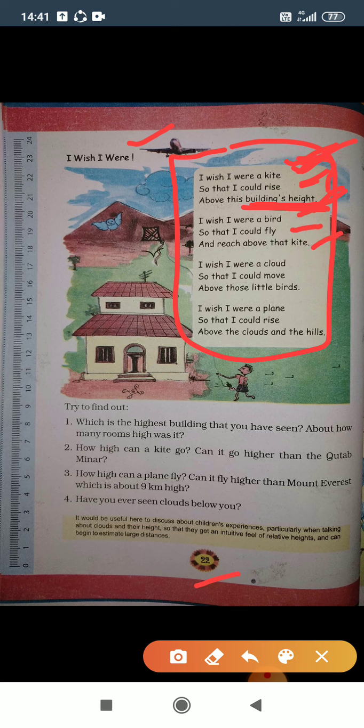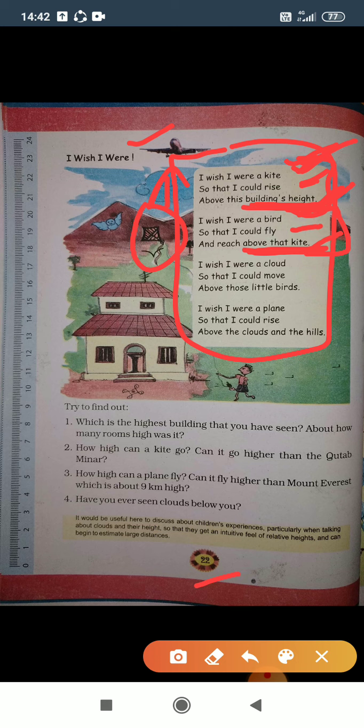In the first stanza, what has been written is that I want to become a kite and I want to become more than the building's height. In the second stanza, I wish I were a bird and reach above the kite. That means more than a kite, reach above that height.